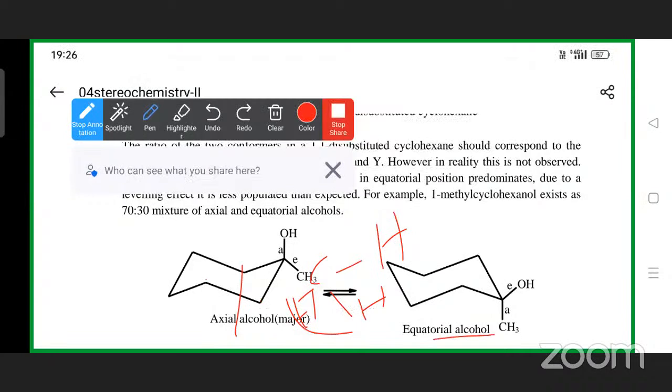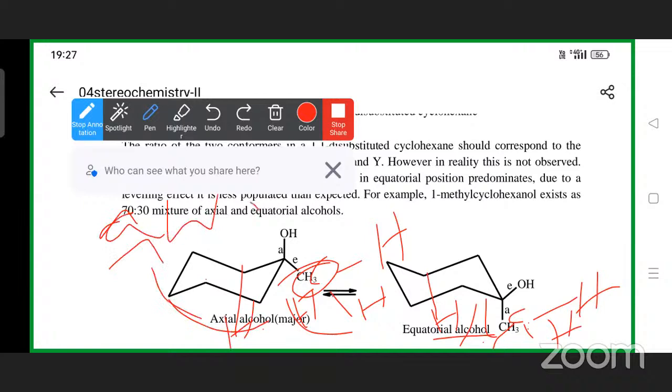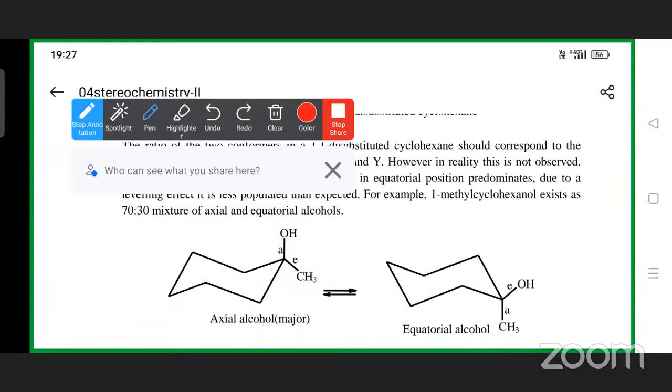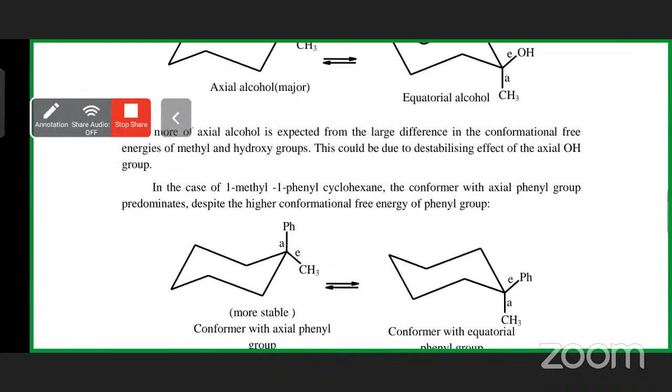So in the equatorial, you see where these three hydrogens are. Upon expansion, these hydrogens are there. And in the axial alcohol, you see these three hydrogens are away from this hydrogen. So they are away from this one. So you can see that this requires more stability.